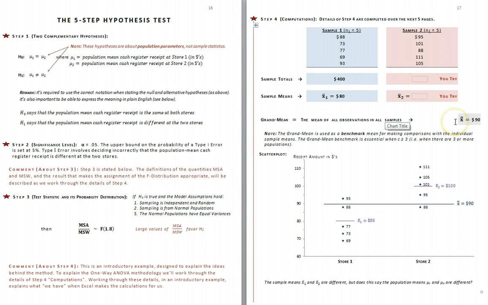Another mean we're going to use is the grand mean. The grand mean is simply the mean of all 10 of the cash register receipts together. So if you add up all 10 of the cash register receipts and divide by 10, you get the grand mean, and in this case, that's $90.